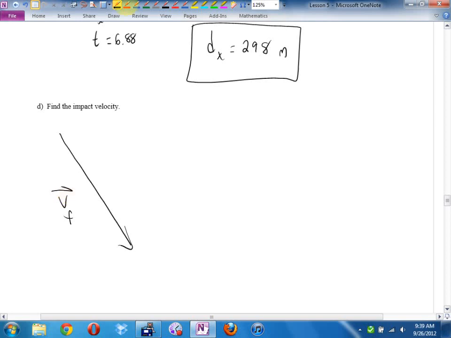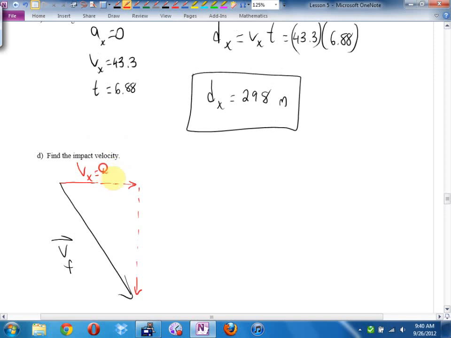I'm pretty sure that I can think of that as traveling sideways and down. I could call this Vx, which I know because Vx isn't going to change through this whole question. What's Vx? I think it's traveling sideways when it hits the ground at 43.3. If I can figure out how fast it's traveling downwards when it hits the ground, can't I use Pythagoras to find the magnitude of V final? And then can't I use a bit of trig to find the direction? Because they did ask for velocity, not for speed.